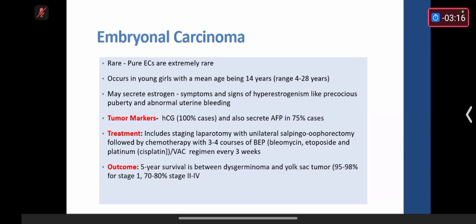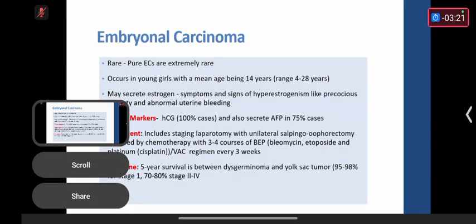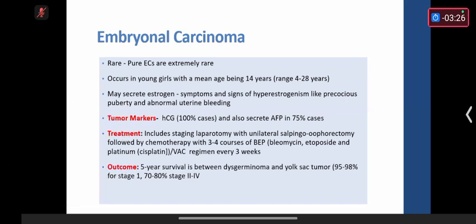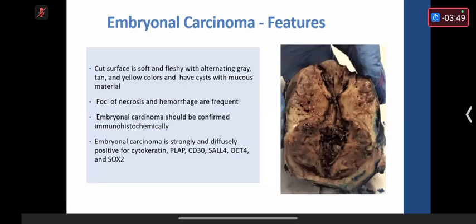So, embryonal carcinoma is extremely rare, occurs in very young girls, the mean age being 14 years. They may secrete estrogen, so they can give rise to precocious puberty. HCG is the basic tumor marker for embryonal carcinoma. Treatment includes staging laparotomy with unilateral salpingo-oophorectomy followed by chemotherapy, and the outcome, 5-year survival, is between 95 to 98% for stage 1 and 70 to 80% for stage 2 to 4.